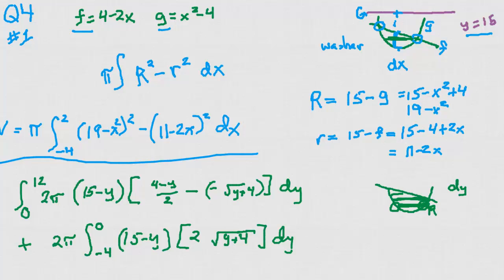So we have washers or shells. Clearly the washer is the most effective way because we're only dealing with one integral.